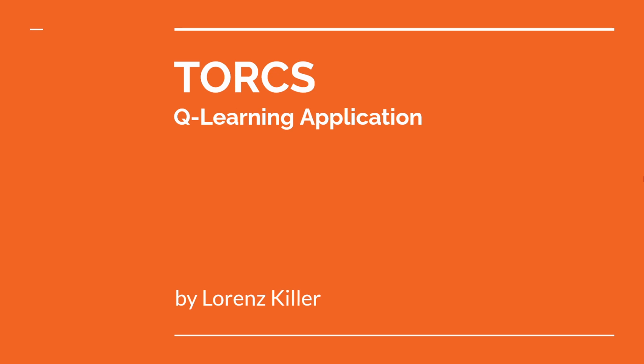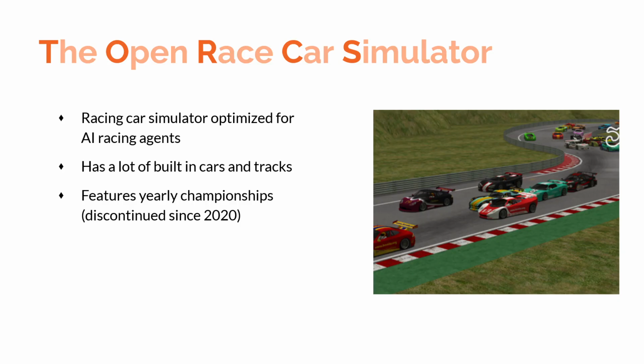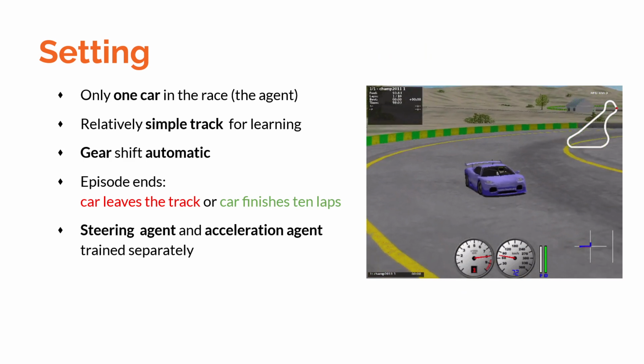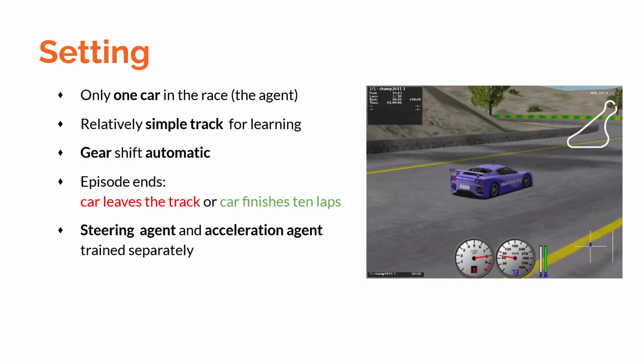Hello, my name is Lawrence Killer, and this is another application of Q-Learning on the Open Race Car Simulator, also named TORCS. TORCS is, as it says, a racing car simulator, which can be optimized for reinforcement learning agents. It has a lot of built-in cars and tracks, and also features, or featured in the past, yearly championships. Our setting today is only one car in a race, which will be our agent.